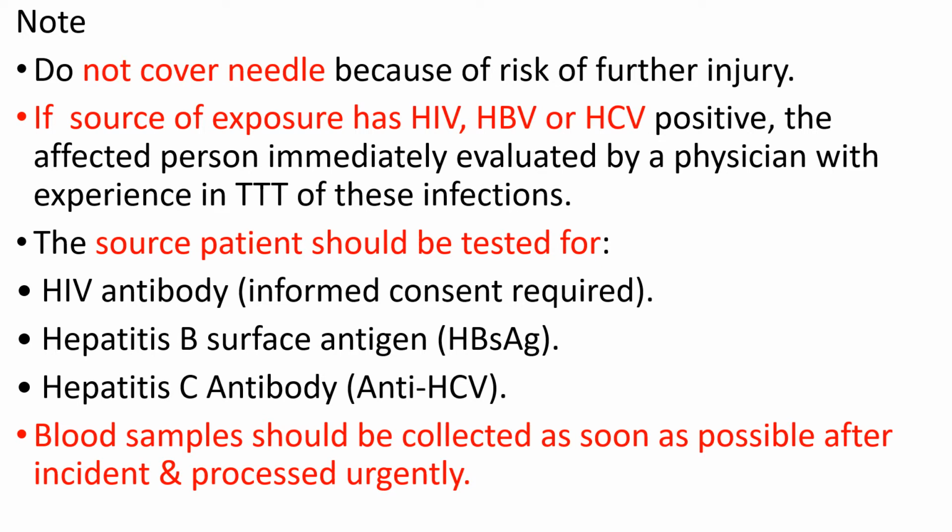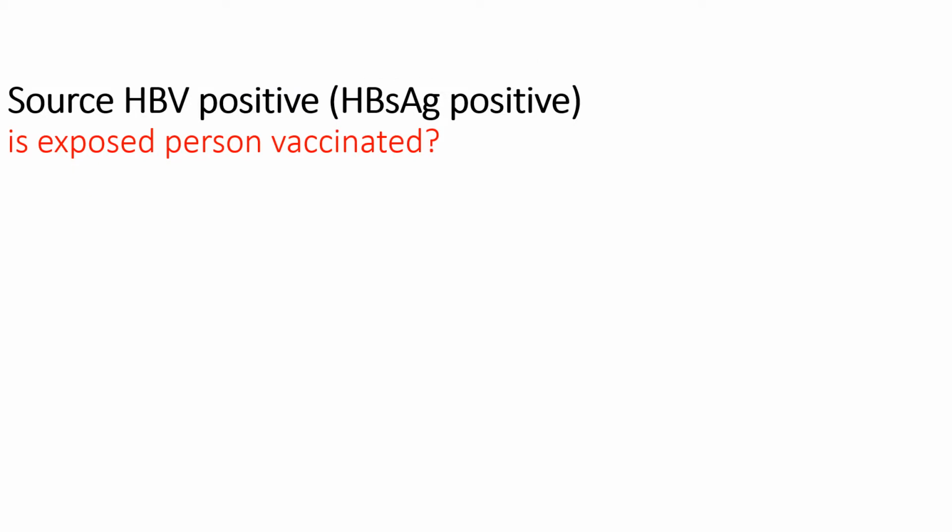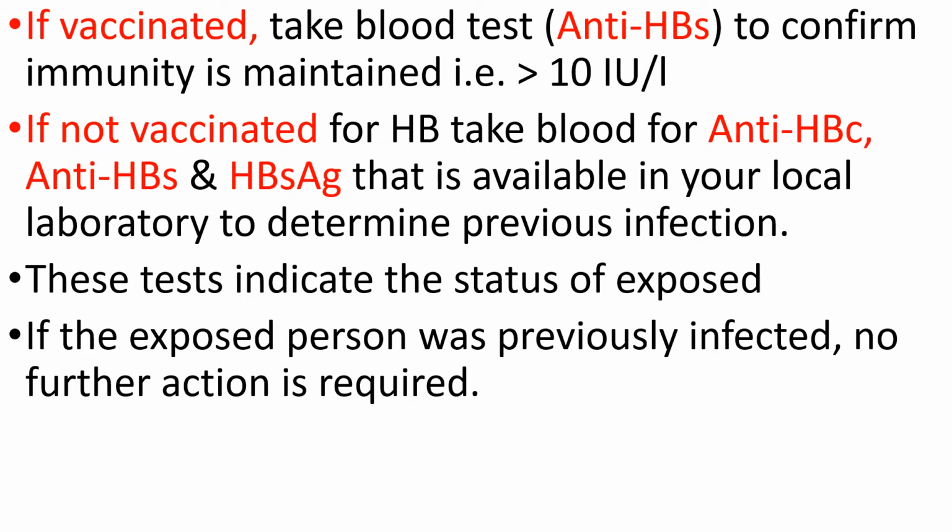The source patient should be tested for HIV antibody, hepatitis B surface antigen, and hepatitis C antibody. Blood samples should be collected as soon as possible after the incident and processed urgently. If the source is HBV positive, check whether the exposed person is vaccinated. If vaccinated, take a blood test for anti-HBs to confirm immunity is maintained, i.e. more than 10 international units per liter.